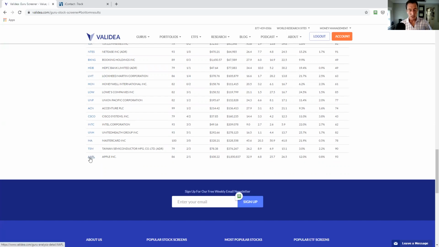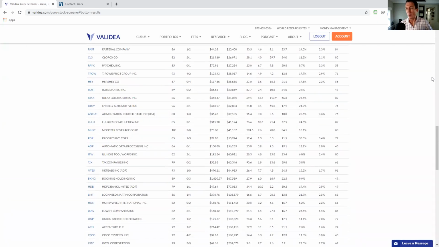Of course, he owns Apple, his largest position. He also owns MasterCard. I know he's owned United Health in the past. So anyways, as you can see, these are big blue chip type quality companies that meet our Buffett model, that also, I think, would align with how Buffett invests Berkshire Hathaway's money. But that's just the starting point for the Guru Stock Screener.